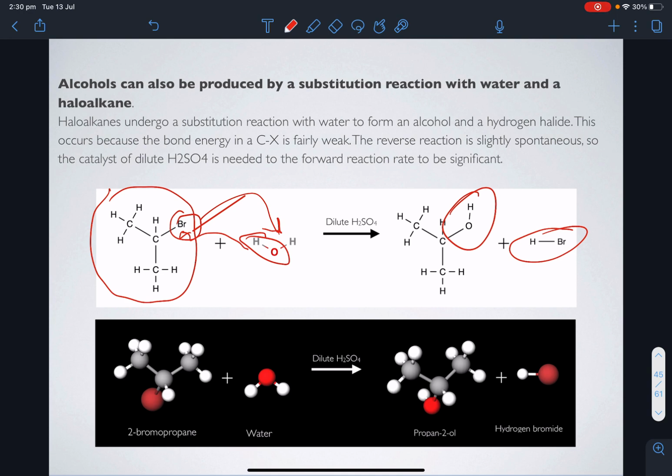Okay, as I say here, this occurs because the bond energy between carbon and the halogen is fairly weak. The reverse reaction is slightly spontaneous, so you will need a catalyst to do it. And it's a familiar one. It's that dilute H2SO4 that we use in the previous one too, the addition of water across there. So that helps with memorizing that catalyst. Alright, so there's another way we can make an alcohol.